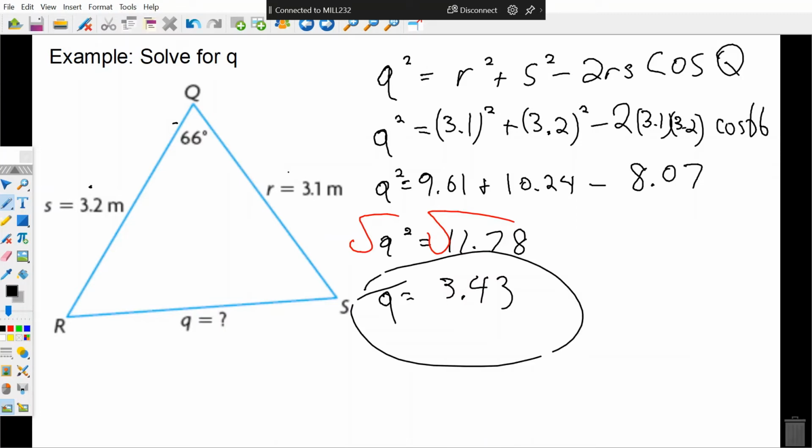Okay. So once again, we needed the cos law. We filled in all of the known values for r, s, and cos q. Squared the 3.1, the 3.2, multiplied 2 times r times s times cos q, added and subtracted them, got our answer. Okay, let's try another one.